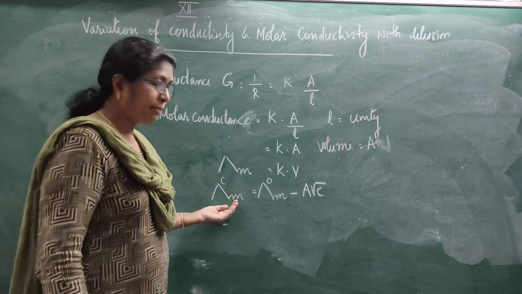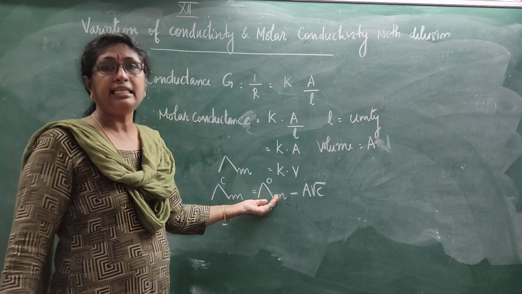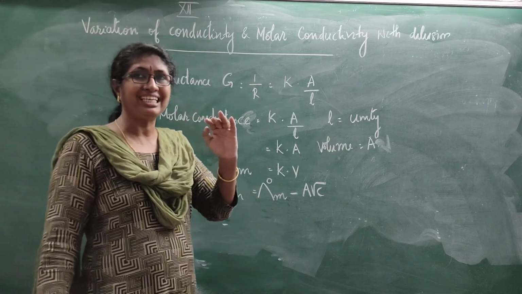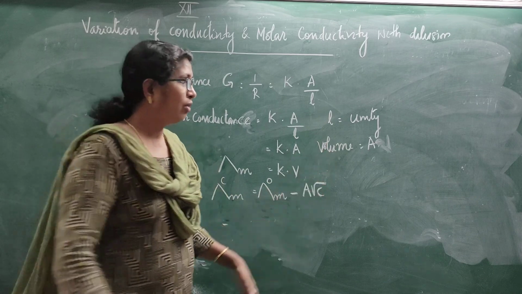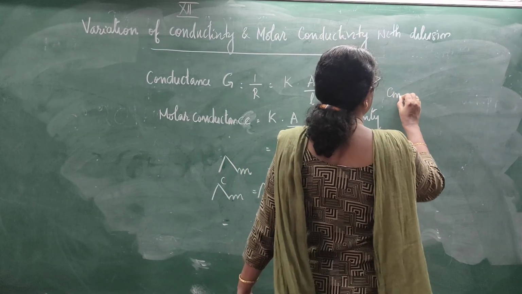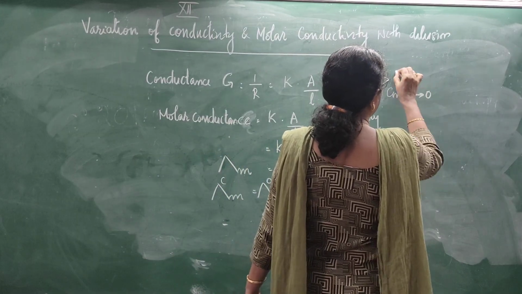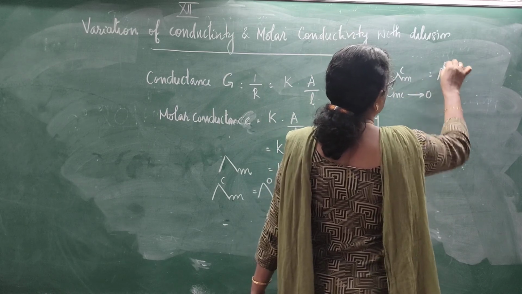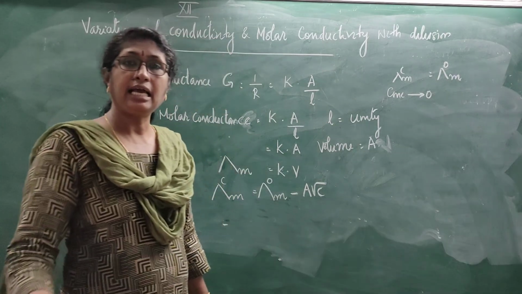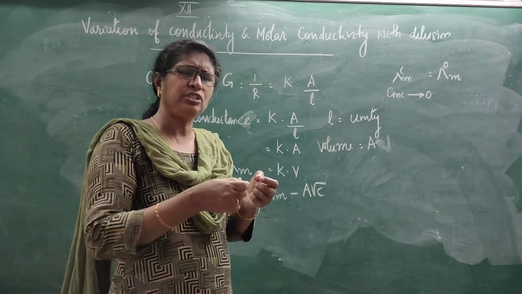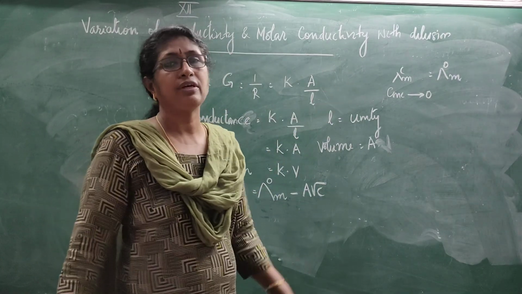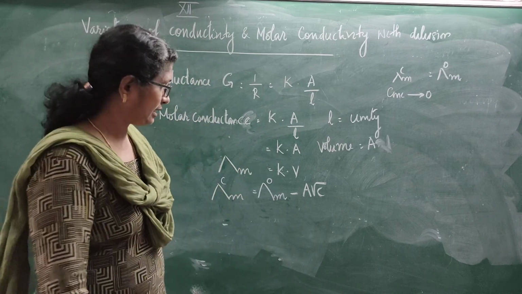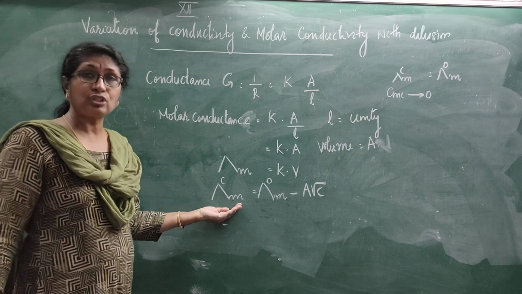What is lambda m naught? It is the limiting molar conductivity. That is, when the concentration reaches 0, then lambda m at any concentration will become lambda m naught. So when the concentration reaches 0, that means it is very, very low, the measured molar conductance is called the limiting molar conductance. Now this is for a strong electrolyte.